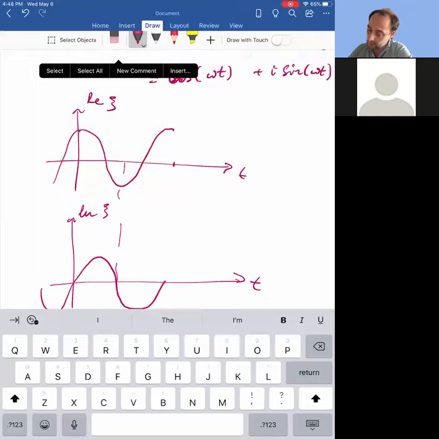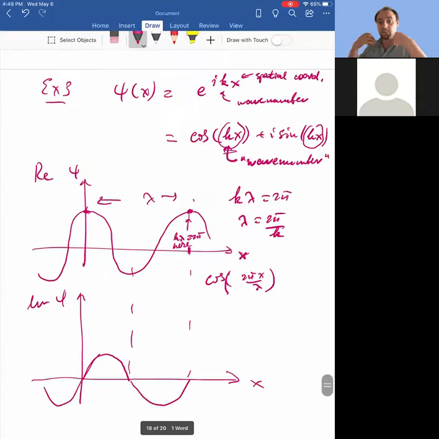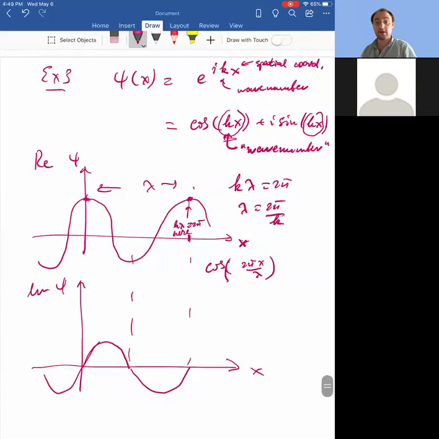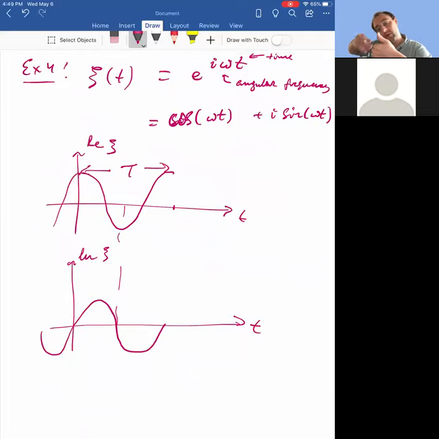Okay, now this would not be called wavelength. This would be called a period. Again, when we're dealing with time, we can ask about the period. When we're dealing with space or spatial coordinate, we can ask about wavelength. It's just a language thing. Well, what's the period here? It's such a period of time during which the argument advances by 2 pi. So omega times the period equals 2 pi. So period equals 2 pi over omega.